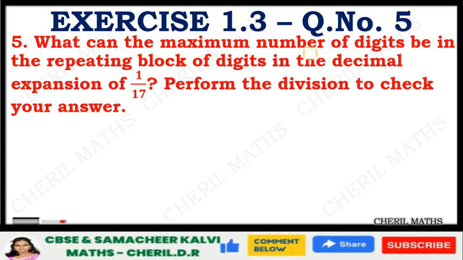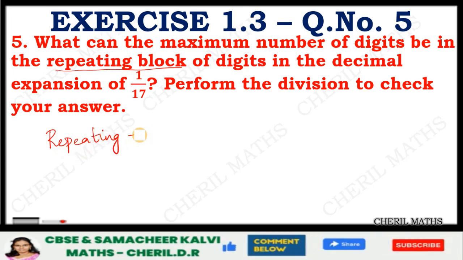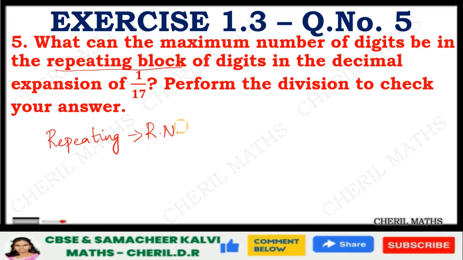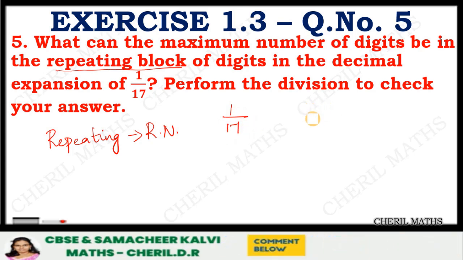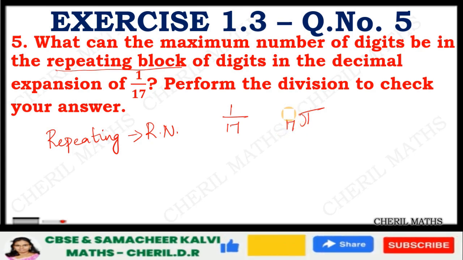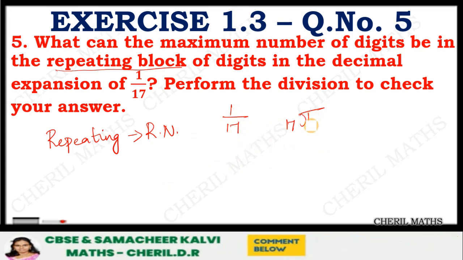What can be the maximum number of digits in the repeating block? That means they have given that the decimal expansion of some number is going to be repeating. That means it is going to be a rational number. The number of digits in the decimal expansion of 1 divided by 17. So what do they want us to do? They want us to divide 1 by 17, and we have to find how many digits there are after which it is going to keep on repeating. Okay, that is our work.